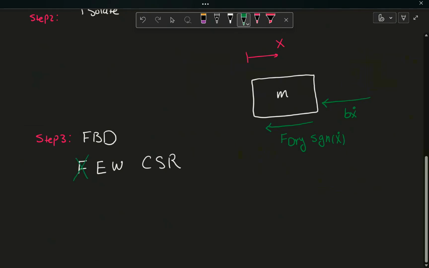This is done. Externals: I have F electromagnetic, and also I have the preload force, which you note are given to me. F preload is always pushing to the left, and F electromagnetic is basically pushing to the right.